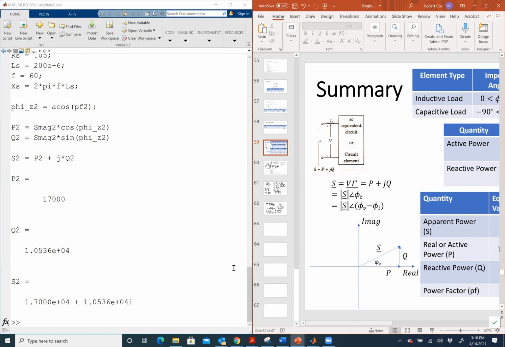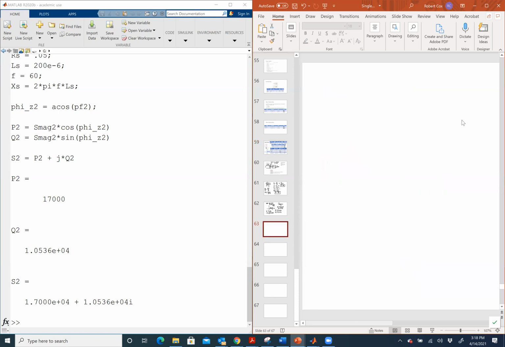Okay. So that tells me, if I move this out of the way, S2, which we just determined, is equal to V2 times I2 conjugate. It was just a pure math thing. There was no physics relationship there. Somebody looked at that P plus jQ and said, well, that looks like what would happen if I did V times I conjugate, right? And it is.